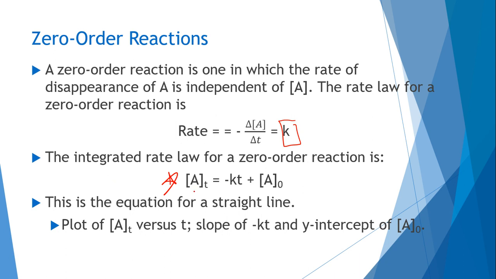Note that if this was a straight line, we have y equals mx plus b. Note that my slope, which is m, is a negative here. My y-intercept is just going to be the concentration of my initial. So typically when you see this, you're going to see this plotted as your concentration over time and this negative slope here.